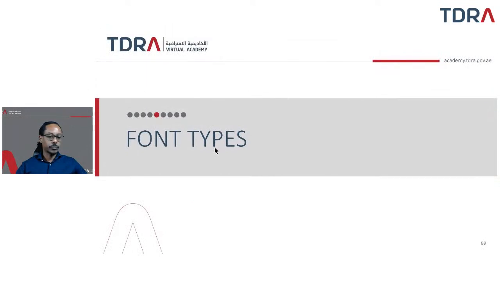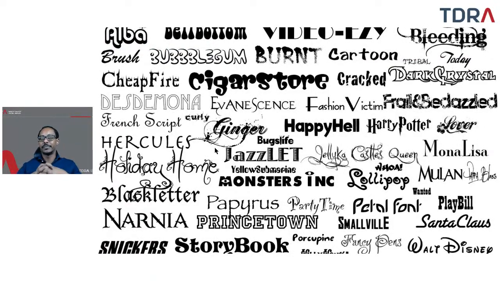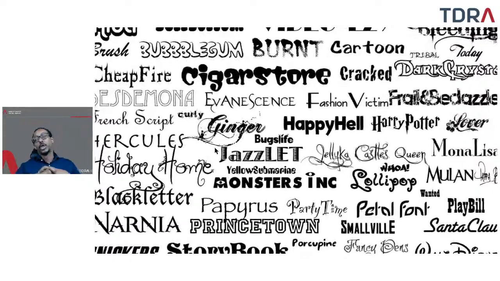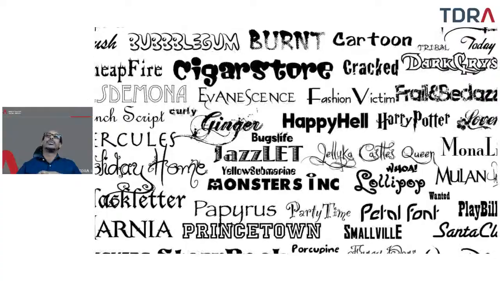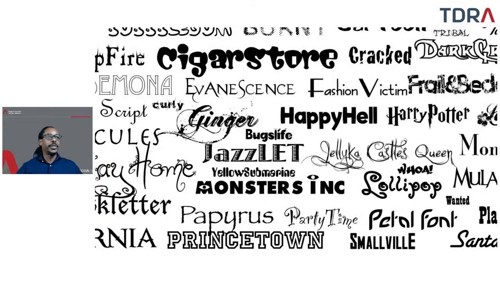Next, we have font types. Now, in font types, it's really sometimes annoying, because you don't know what font to use. You don't know how many fonts I should use. So a question to you guys, what do you think is the best number of fonts to use in one presentation? How many fonts should I use in one presentation? Should I use 5 fonts? Should I use 1 font?